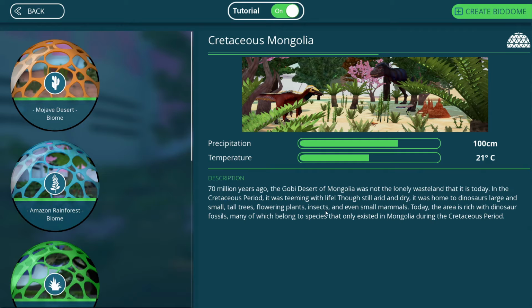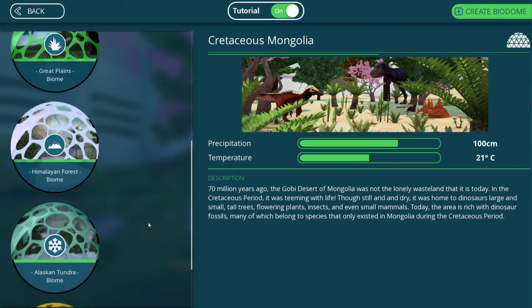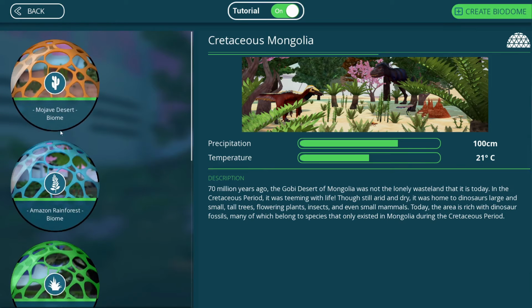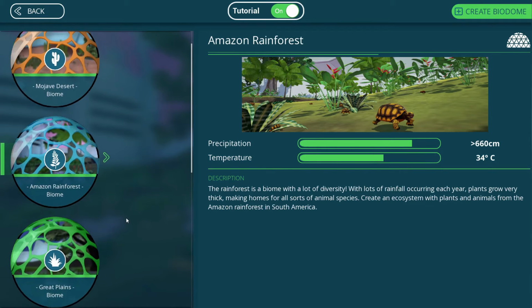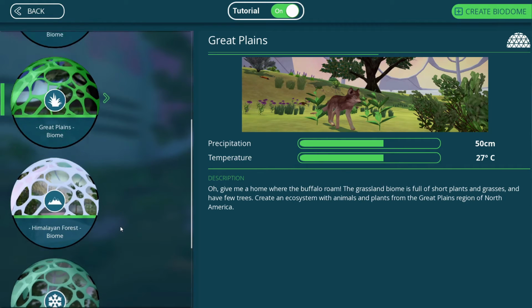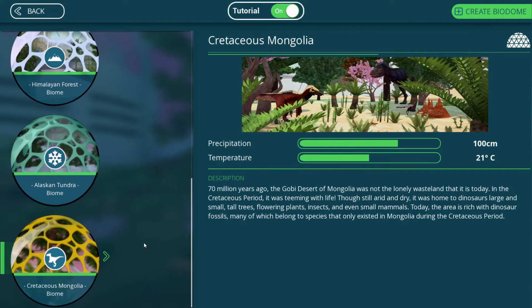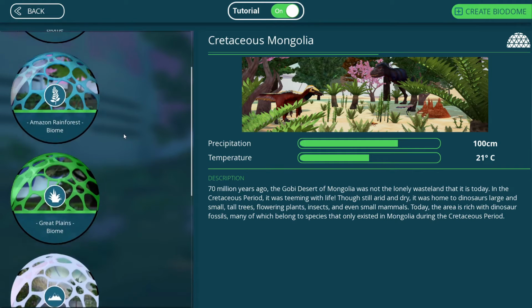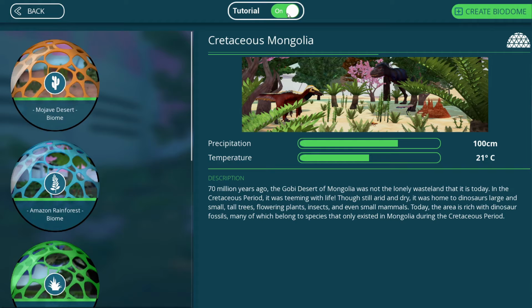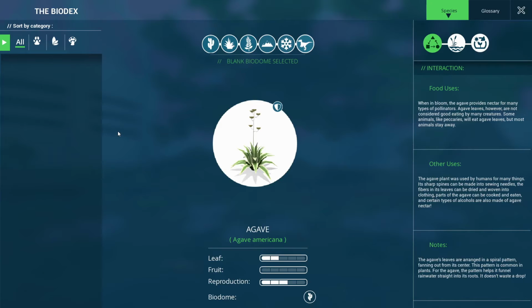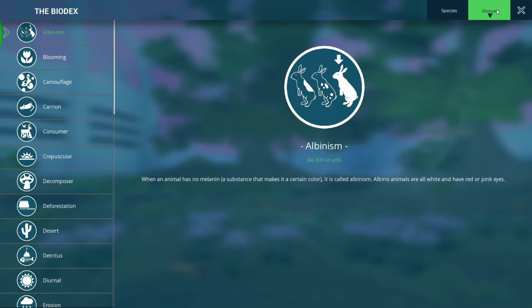There's only one person in class that's been here for a while, so it's only going to be repetitive to him. If you guys vote on that, we could do that one, I guess. Again, your choices are the Mojave Desert biome, the Amazon rainforest, the Great Plains, the Himalayan forest, the Alaskan tundra, or the Cretaceous Mongolia, which is 70 million years ago. You guys are going to choose one of those and vote in class, and you will decide what biome we make in class. Before we do, though, I want to go over some vocabulary.